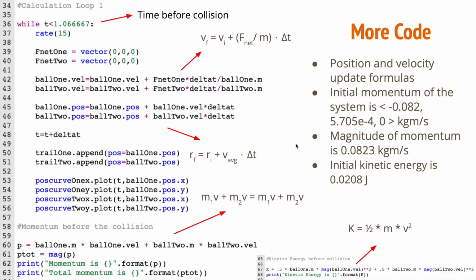This code is to calculate the momentum and energy before the collision happens, which happens at time equals 1.066 seconds. I used the velocity update formula here and the position update formula here. This code provided the initial momentum and the initial kinetic energy of the system. This code right here in specific uses the left half of the conservation of momentum principle with the initial velocities, and this code here is a kinetic energy formula.